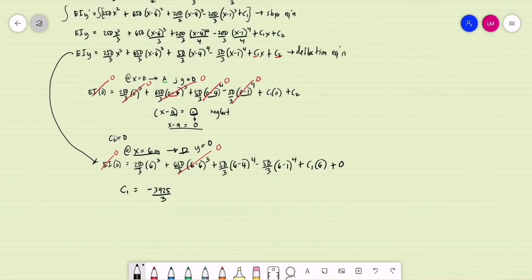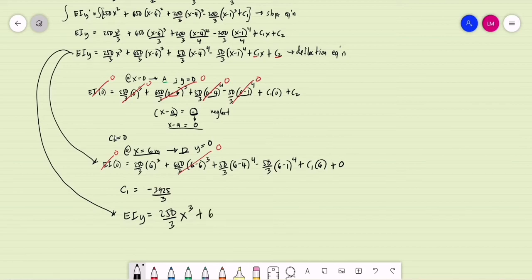So now we have the complete equivalent of the deflection equation. That is EIy is equal to 250 over 3 of x cubed plus 650 over 3. This is multiplied by x minus 6 cubed. Then plus we have the 50 over 3. This is multiplied by x minus 4 raised to 4. Then minus the 50 over 3 multiplied by x minus 1 raised to 4.